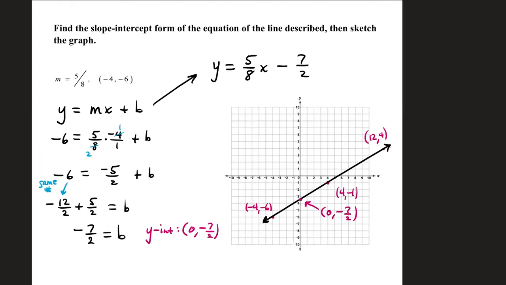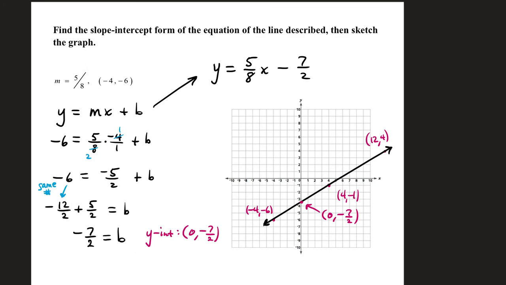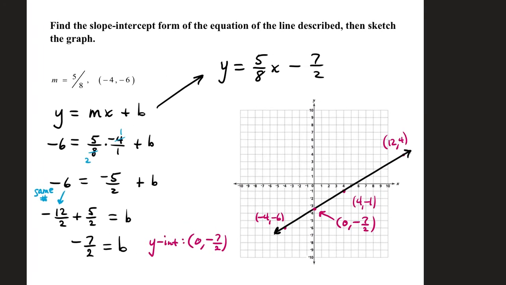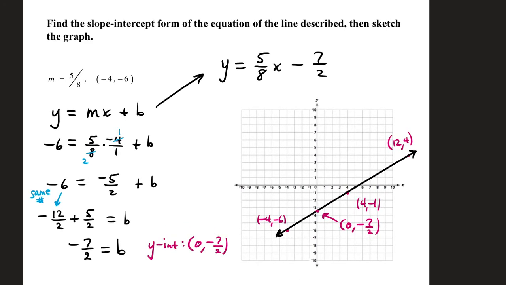In our last example, find the slope-intercept form of the equation of the line described as slope of 5/8 going through the point (-4, -6). Let's plot (-4, -6). That's down here in quadrant 3. A slope of 5/8 says that every time we go up 5 units, we have to run sideways 8. That will take us to the point (4, -1). If we repeat that process, up 5 over 8, our next point is (12, 4).